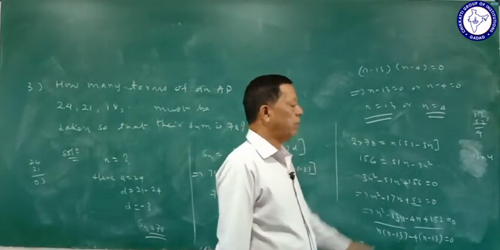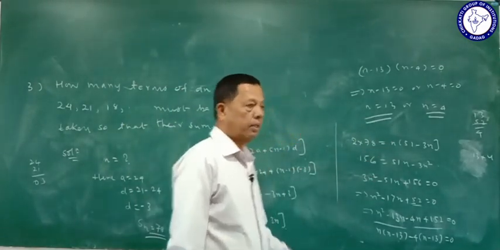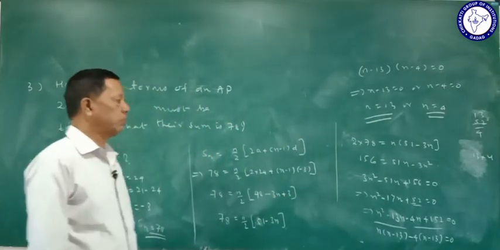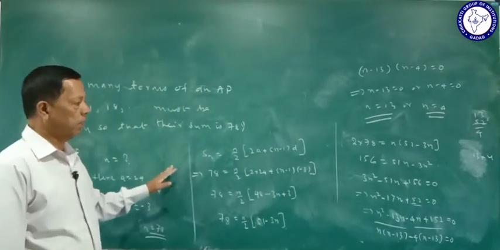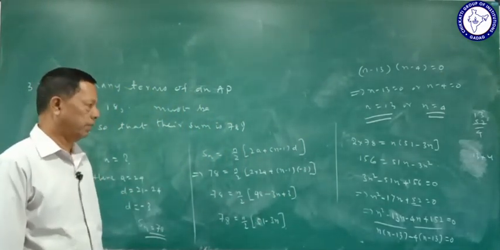Both values are admissible, and the other problems you see in the exercise can be worked out similarly.